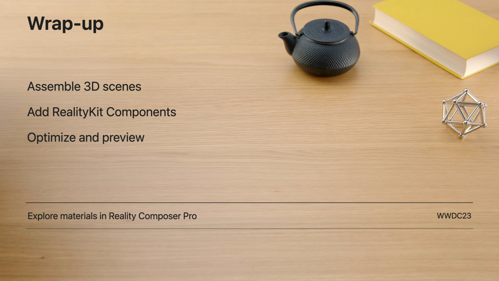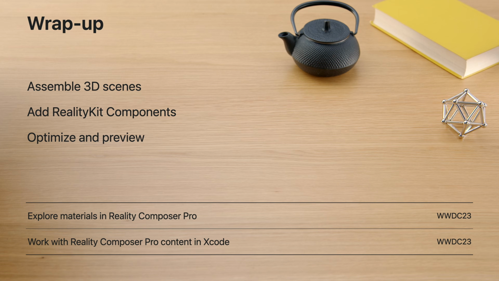To learn more about how you can use the shader graph to transition between the Yosemite and Catalina Island terrains, watch Niels' session, Explore Materials in Reality Composer Pro. You can also learn more on how to make the experience interactive in Amanda's session, Work with Reality Composer Pro content in Xcode. I'm excited to see what you build with Reality Composer Pro.